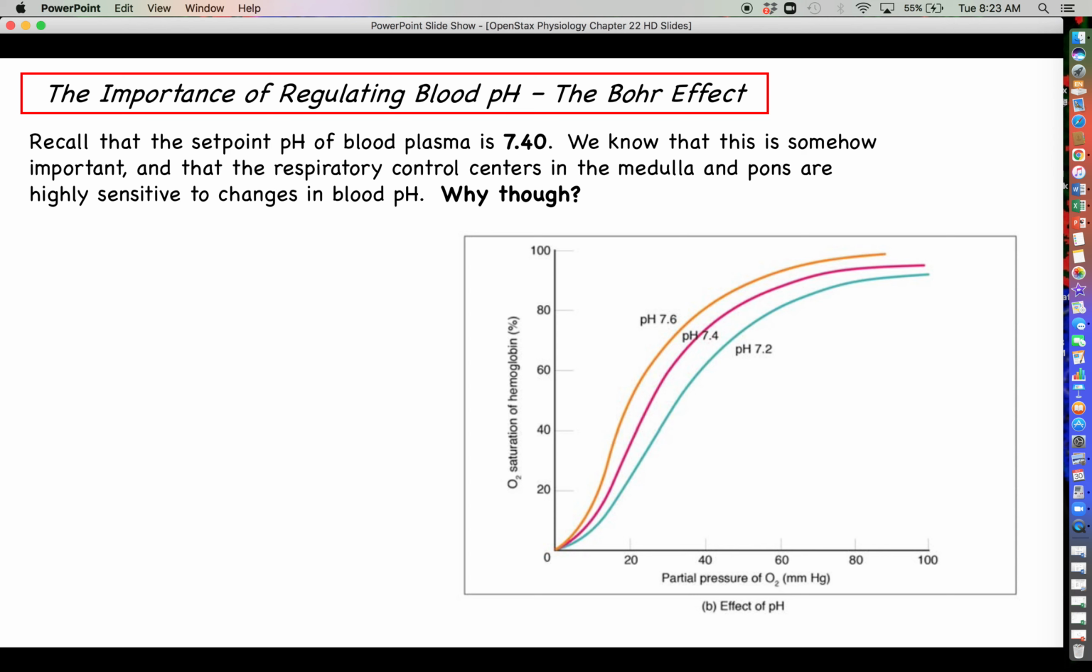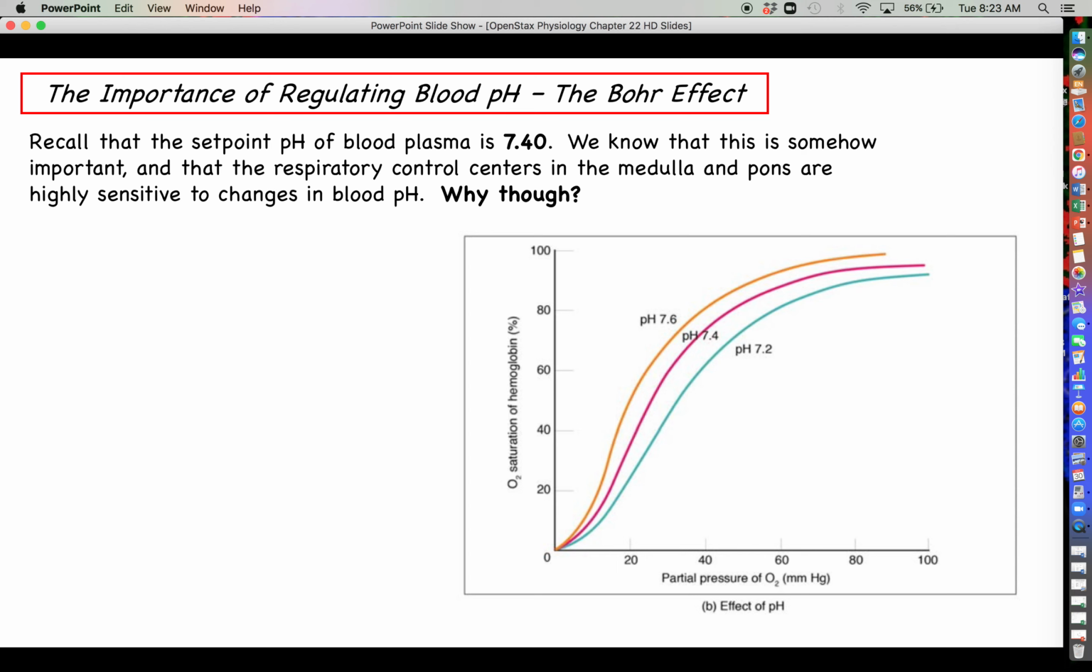Okay, so now let's move on to the pH effect, which is called the Bohr effect. You'll recall that the set point pH of the blood plasma is 7.40. We want it to maintain between 7.35 and 7.45, obviously meaning we don't want the blood to become too basic and we don't want it to become too acidic. So we saw before how one of the major things that the respiratory control centers in the medulla and the pons are sensitive to are changes in the blood pH. When the pH of the blood changes too much, we are instructed to alter our respiratory cycles to make sure that we get the pH back to where it's supposed to go.